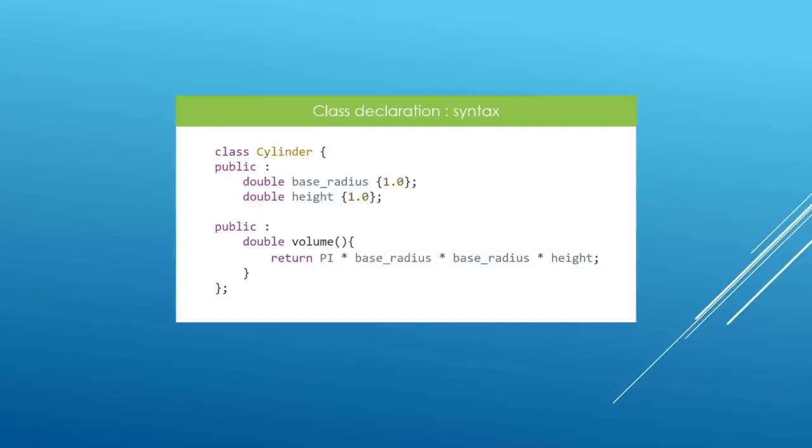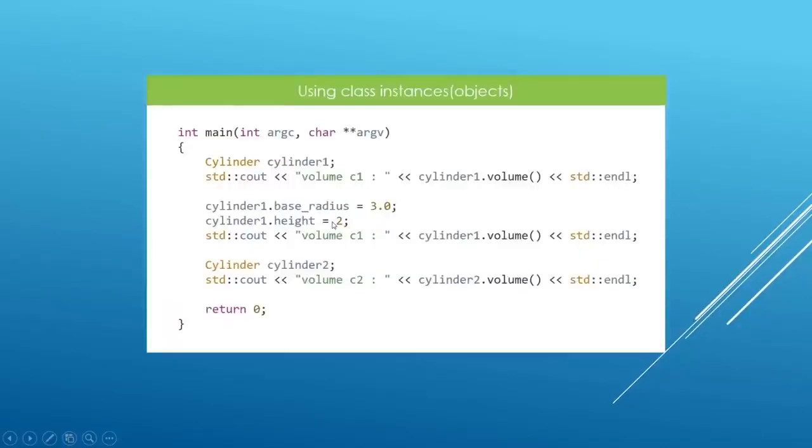Before we head over to Visual Studio Code and play with this, I want to bring to your attention that members of a class are private by default. What I mean by that is that, for example, if we don't put these public keywords in here, we won't be able to use the volume function like we have used it in our main function, as you see here. If the member is private, it won't be usable outside the class.